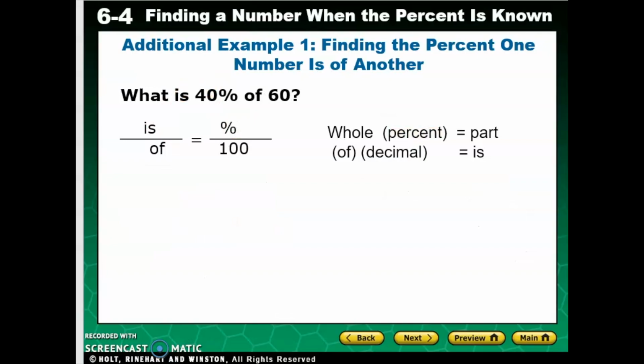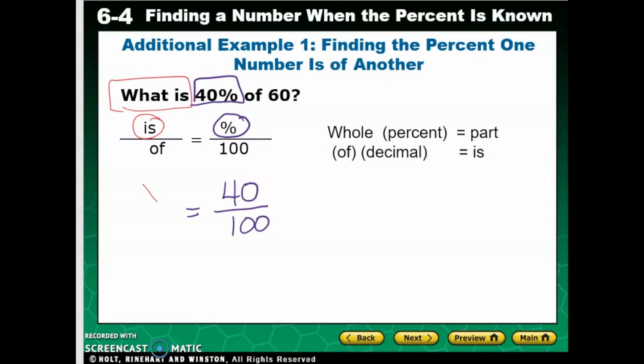So again, I'm going to start by setting up the proportion. I see the percentage, 40% again, so that's going to go in place of my 40. And percents are always out of 100. Then I see the word what next to the word is. So that tells me this time the part, the is, is unknown. And then finally, I see the word of next to the number 60. So that will go down here.